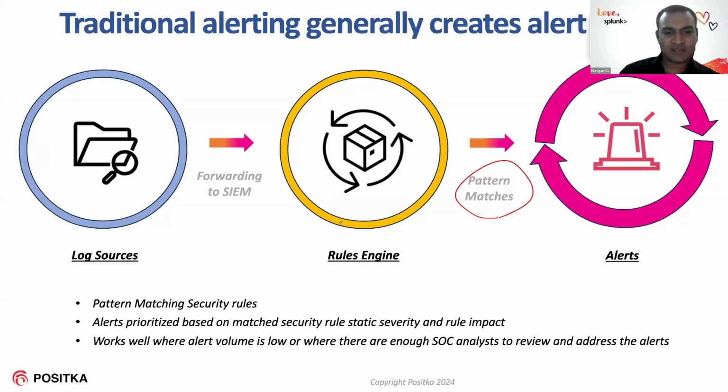The pattern matching will almost always have static severity and static impact settings. In some cases, there are dynamic severity and impact settings, but they are not really dynamic, right? Based on certain conditions, you would be able to change it, but it wouldn't be able to adapt when there is a large volume of alerts. So this traditional way of alerting is one-to-one type of alerting: if there's a pattern match for a particular rule, that would get created as an alert. So I call it one-to-one mapping.